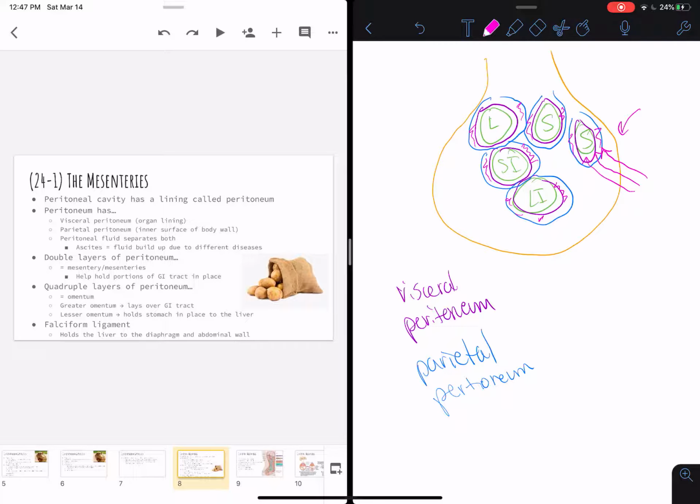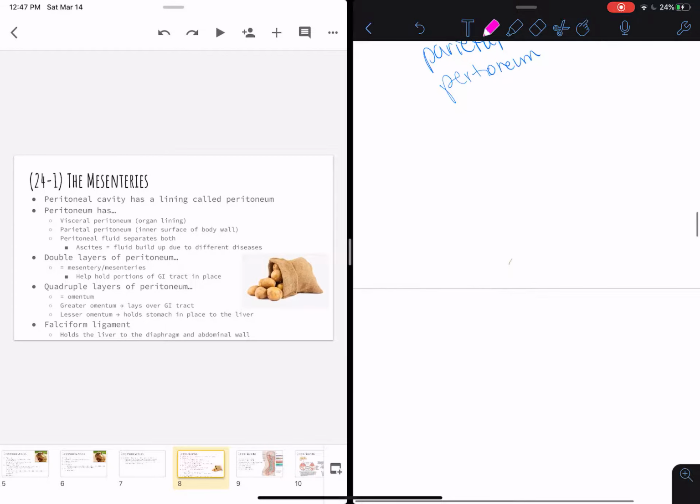But now we have to have a way to make sure that my liver potato sits up high and my large intestine potato sits down low. So how can we strap these into the bag, the peritoneum, so that they don't float around and bump into other things? And that's where we actually need to add in the mesenteries. So I'm going to redraw this picture.